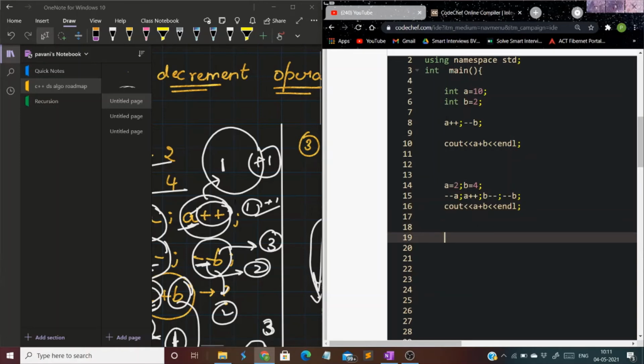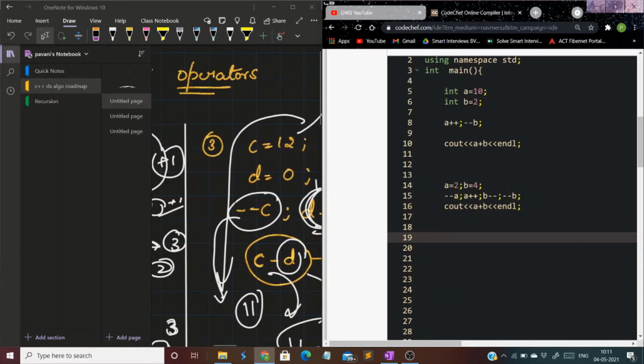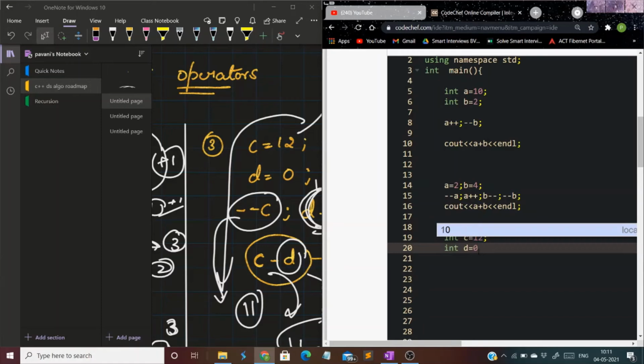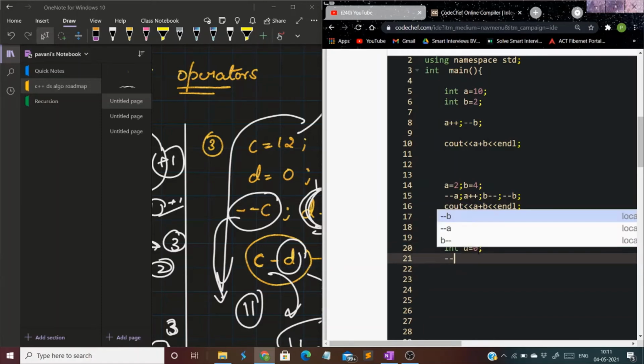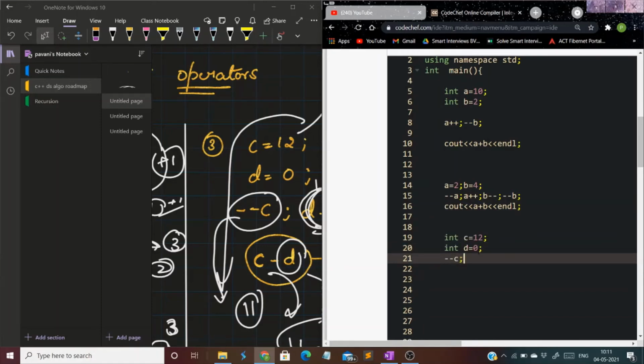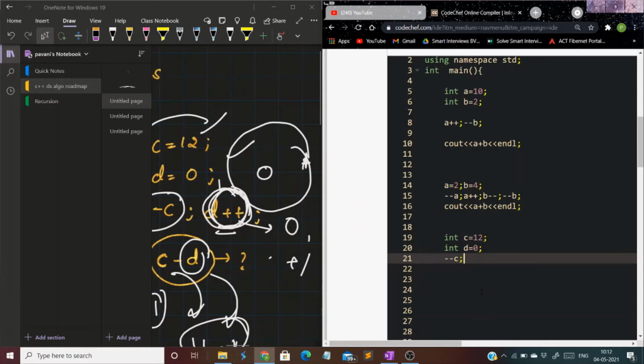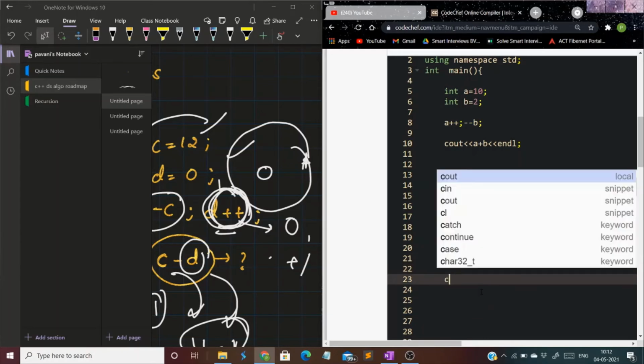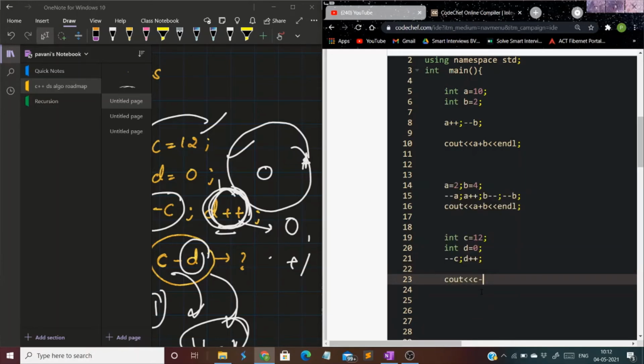And the third problem, what is the third problem? int c equal to 12, because I've not used the c variable here. int d equal to 0, pre-decrementing c, post incrementing d, and what is c minus d? cout c minus d endl.